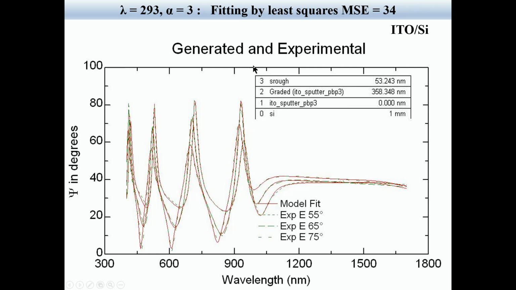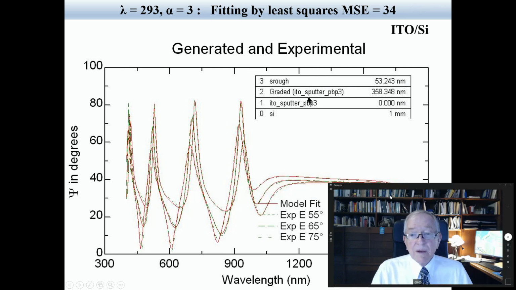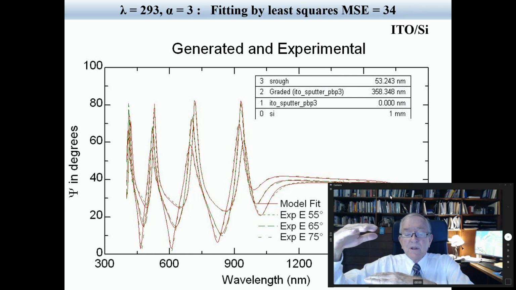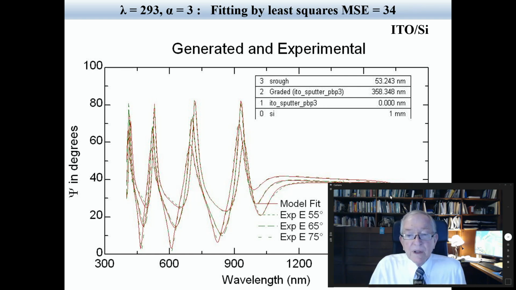That's a silicon substrate, air above. This is just a way of keeping data. This is not an actual layer, but the data from that layer is kept here and used here. And then the number 2 layer is graded. What does that mean? That means that it's made up of a variety of sublayers, each one of them a little bit different than the one below it. That's a graded layer, and the 358 nanometers of graded layer was arrived at by this particular researcher. And on top of that, a roughness layer.